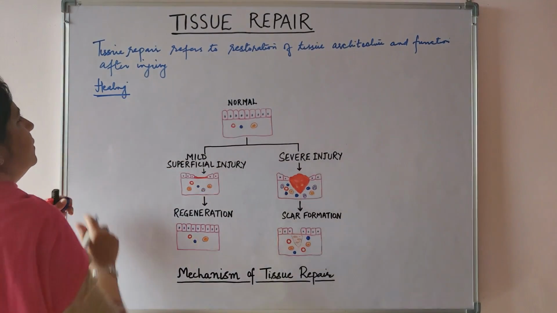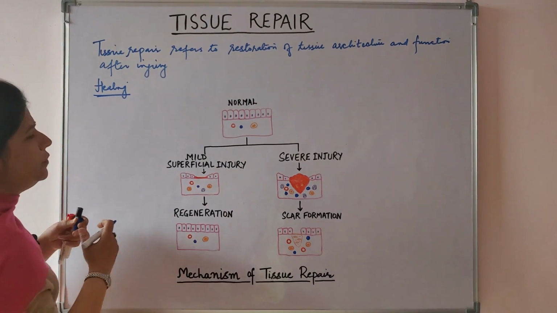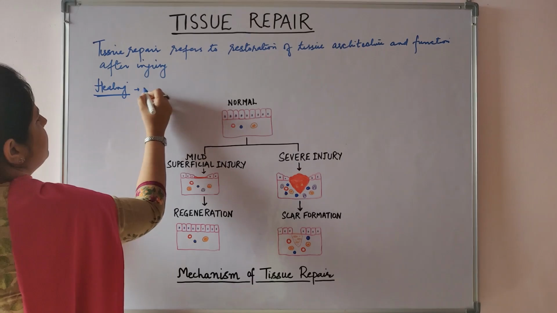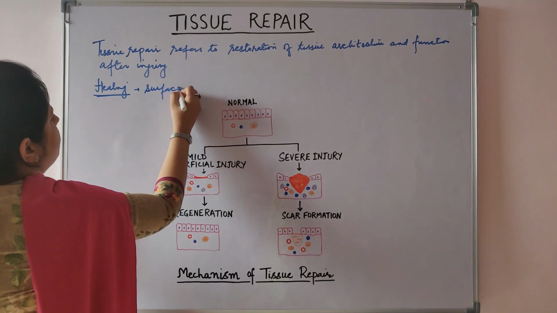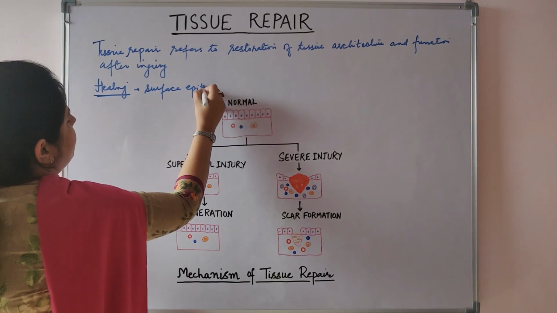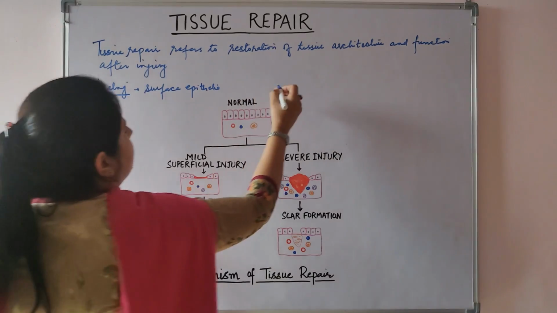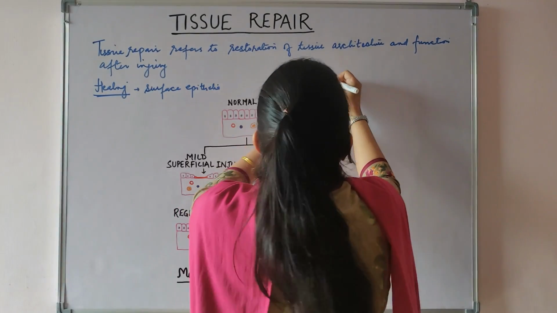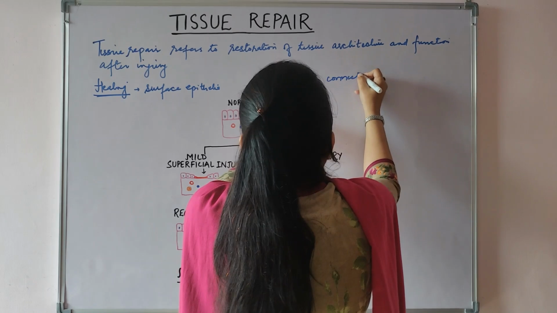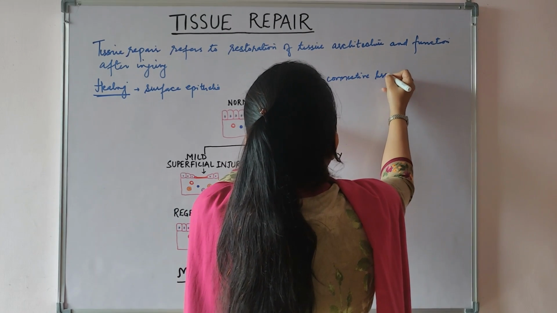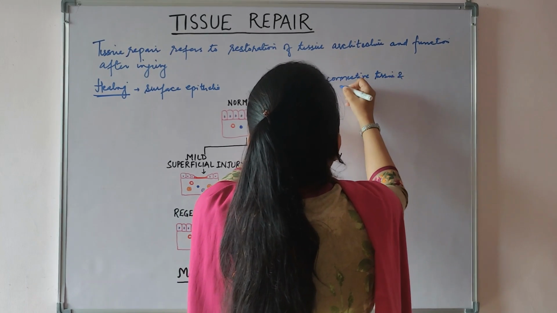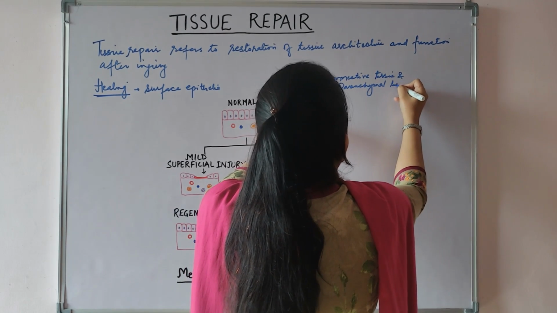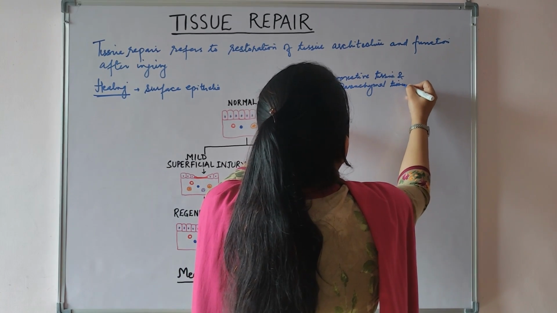Healing and the term tissue repair are used interchangeably, but conventionally healing was used for surface epithelia and repair for connective tissue and parenchymal tissues.